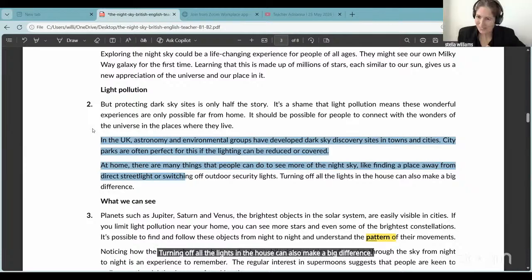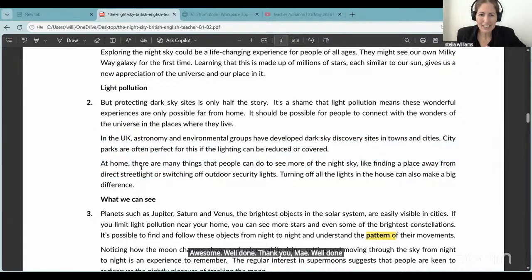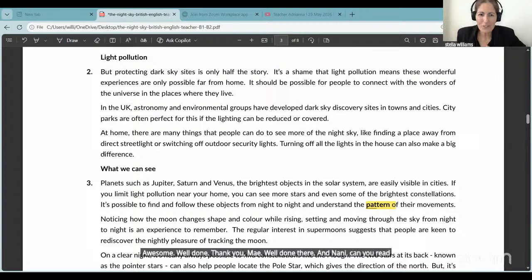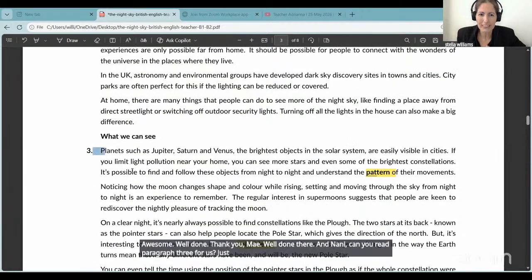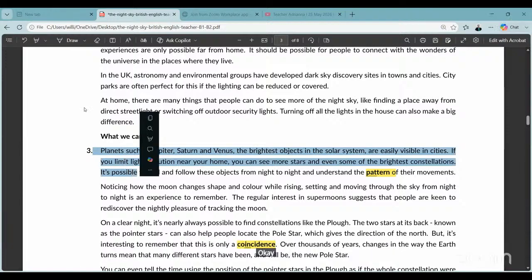Thank you. Awesome. Well done. Thank you, May. Well done there. And Nani, can you read paragraph 3 for us? Just this part so we can give everybody a turn. Okay.